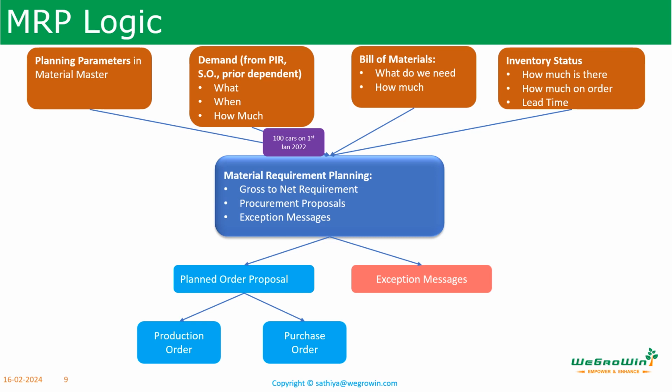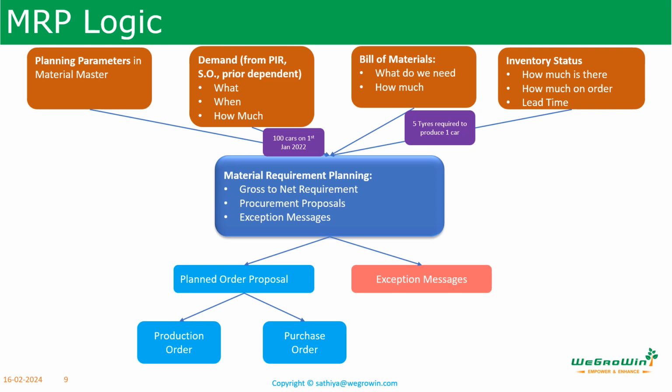100 cars to produce, and it is required on 1st January 2022. This is the demand, right? And then when we see the bill of material for cars, we'll have thousands of materials. For our discussion purpose, let us take the tires required. To produce one car, we need 5 tires, which includes one stepney, the spare tire.